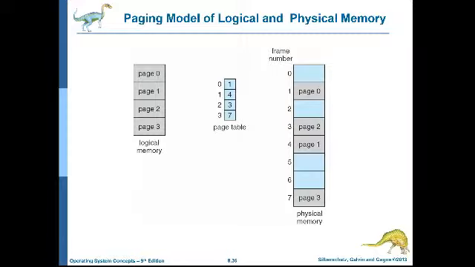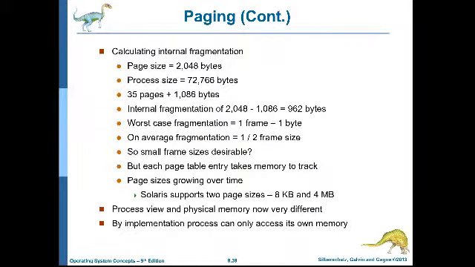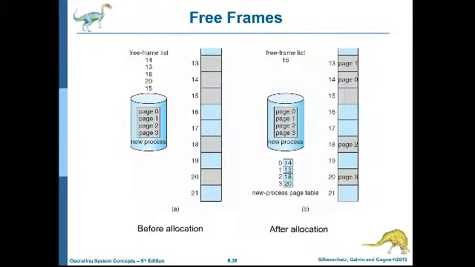So this is just a more detailed example of that. And we have this problem then of keeping track of free frames in physical memory in order to be able to populate, say, a new process that's being created with pages. So we need to have a free list and be able to put them together.